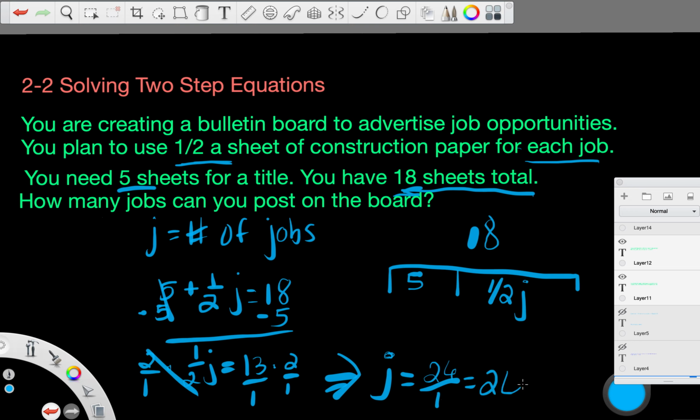So j is 26. That means that using those full 18 sheets of paper, I'm using the 5 for the title, and then left over, I can post 26 jobs on that bulletin board. Now, I'm going to challenge you to check that. I don't have any room on my paper, but it's really important to check every single question. Okay? Nice job, guys. We have 2 more left.